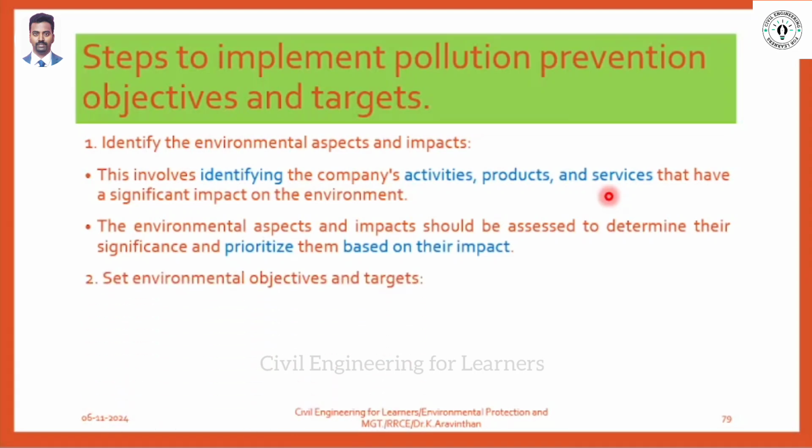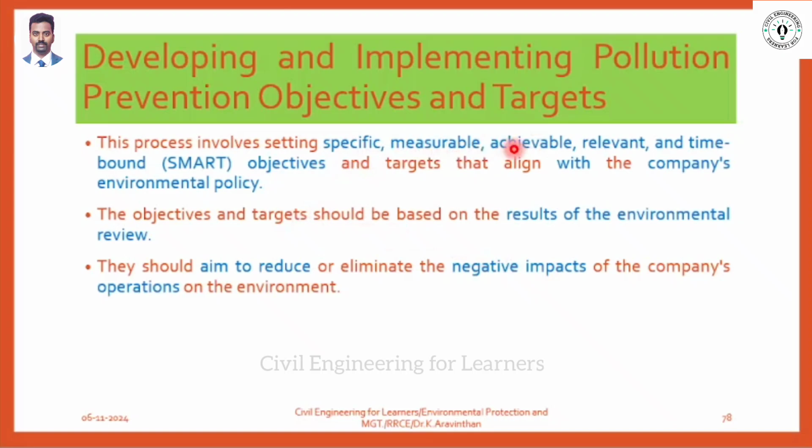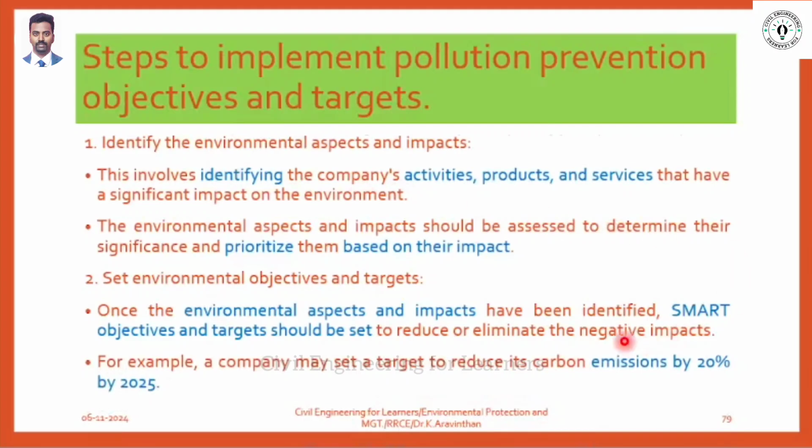Second thing, set the environmental objective and target. After dealing with the aspect and impact, the second one is to set the objective and target. So it should be SMART. What is SMART? Specific, measurable, achievable, relevant and time bounded. So your objective should be SMART, which is called SMART objective and targets to be set.